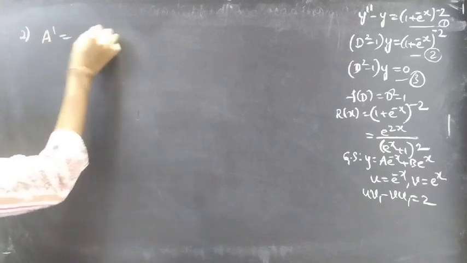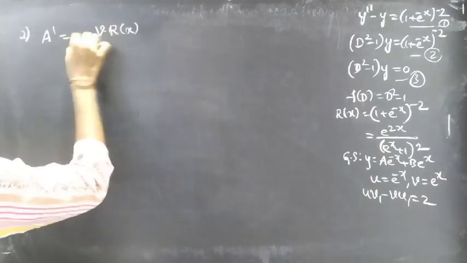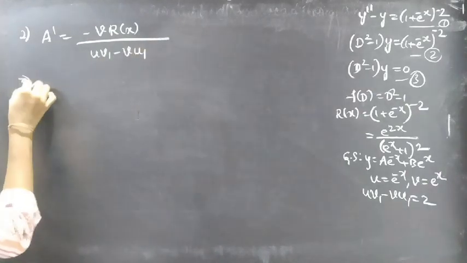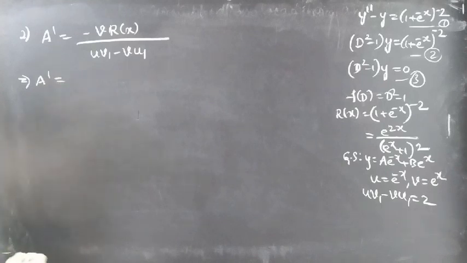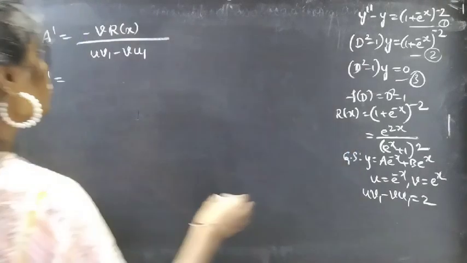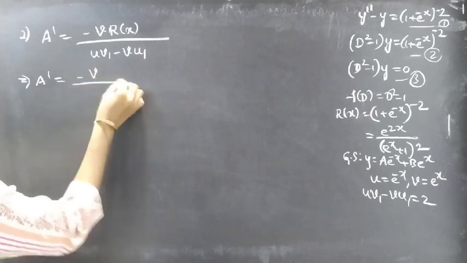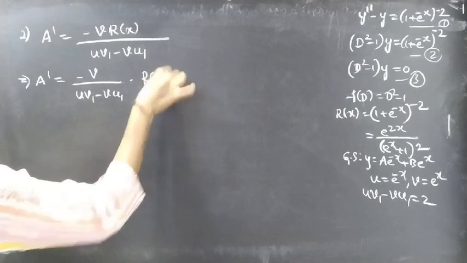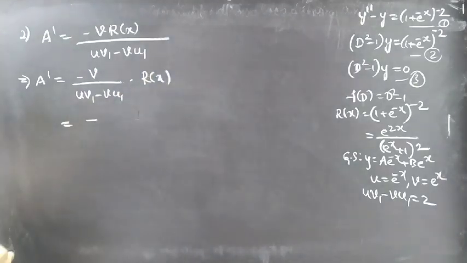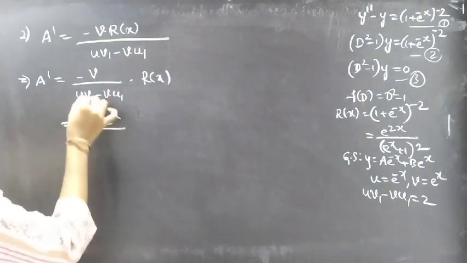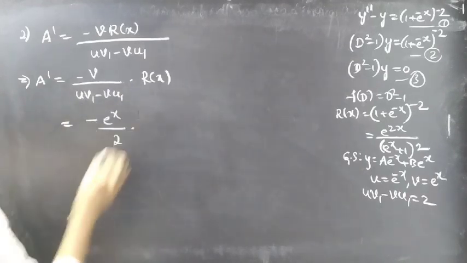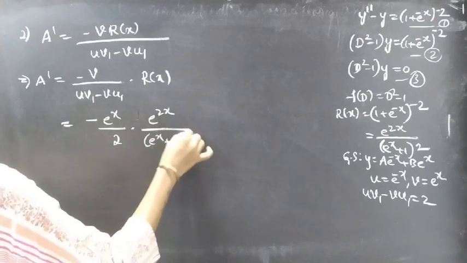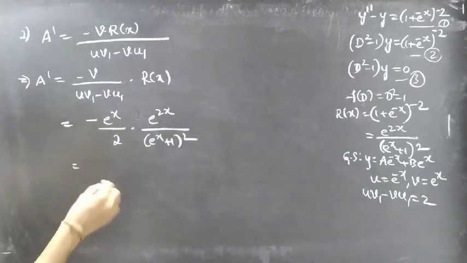A dash is given by minus v into r of x by uv1 minus vu1. Then a dash equals to, see, we're having r of x is a fraction, right? So we'll write the formula as minus v by uv1 minus vu1 into r of x for our convenience. This gives us minus v is e power x by uv1 minus vu1 is 2 into r of x is e power 2x by e power x plus 1 whole square. See, it is easy, right?